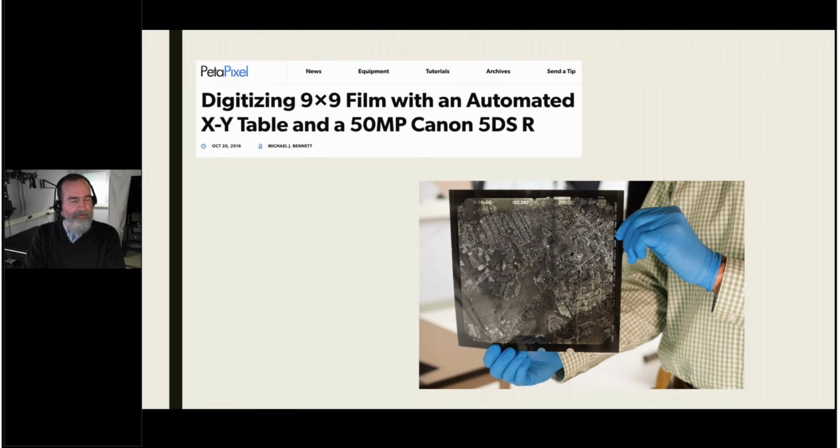Beyond oversized flat works on paper, we also successfully used the large XY table to digitize a batch of 9x9 aerial photography transparencies. The use case then was to help automate the capture of tiled film segments for high-resolution image stitching in post.